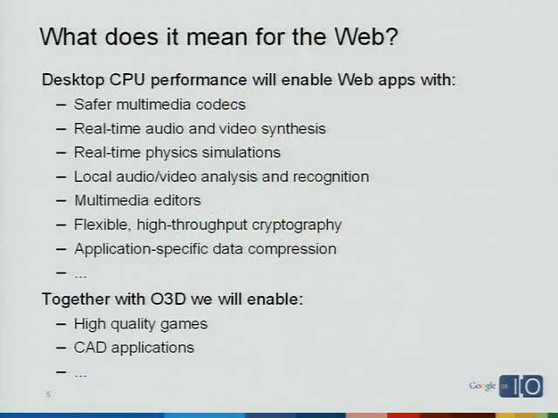Together with this, with O3D, that is the three-dimensional graphics interfaces for the web that Google has recently introduced, we think we'll be able to enable things like high-quality games that start to approach the quality of things that you're accustomed to seeing on consoles, as well as CAD applications and a whole variety of things. So these are the kind of applications that we want to be able to enable with Native Client.